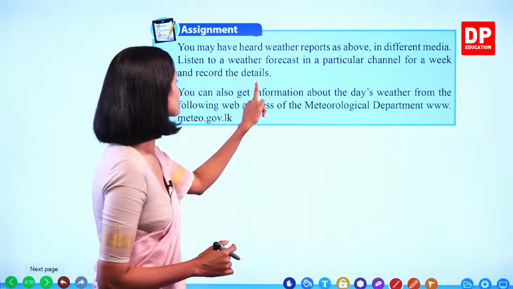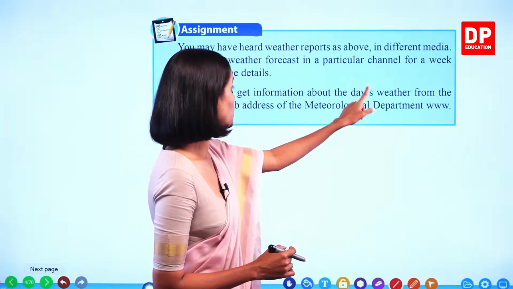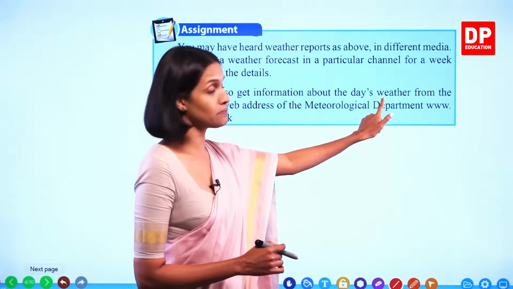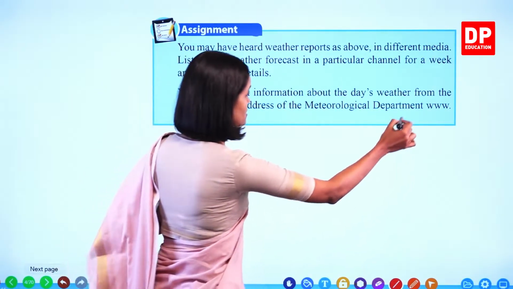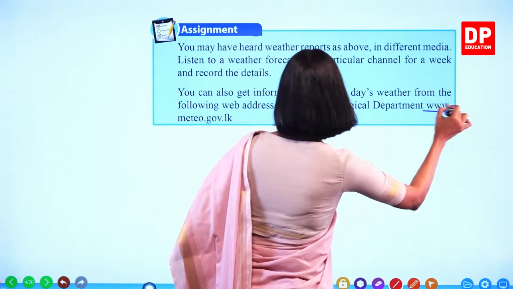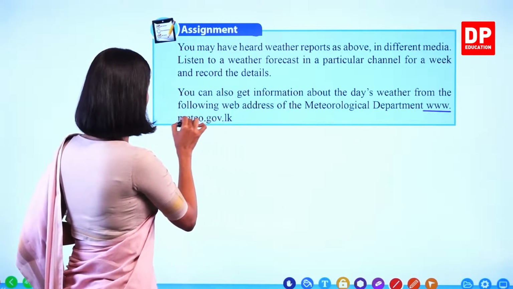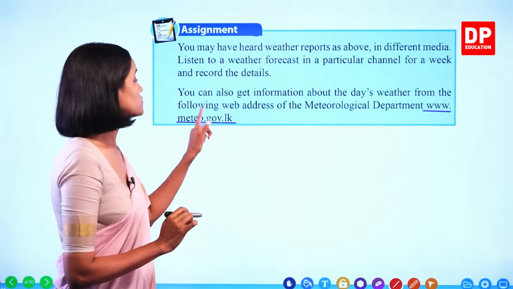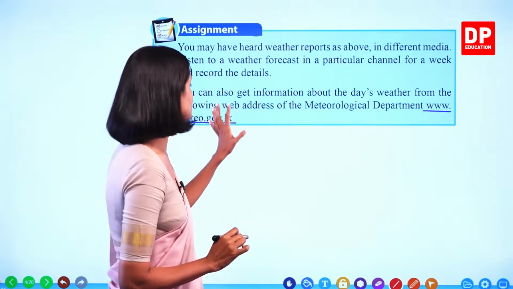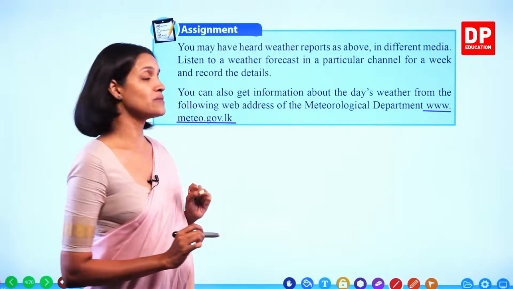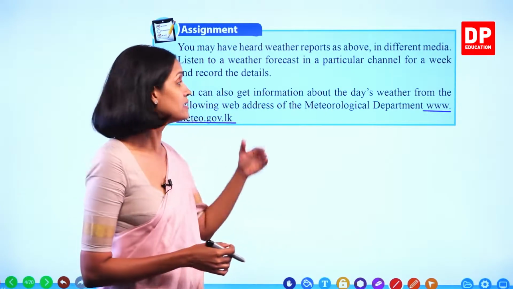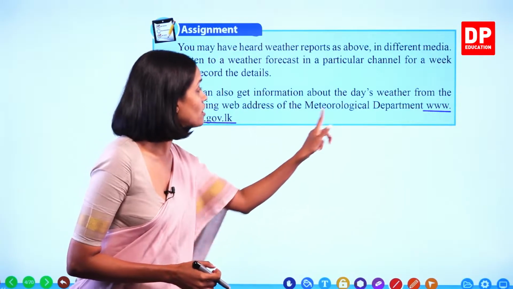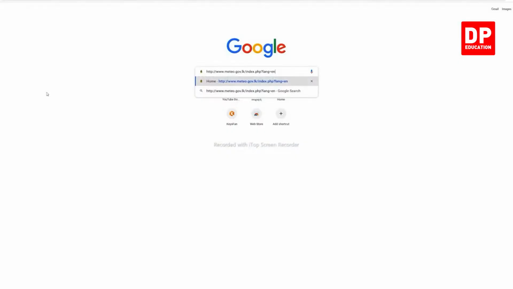You can also get information about the day's weather from the following web address of the meteorological department. Okay, look at this one, www.meteor.gov.lk. So this is the website. You can easily visit this website and get information about the daily weather report. Okay. Now we are going to watch another video on this website.